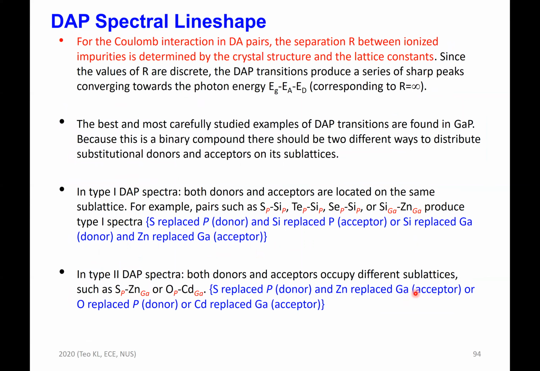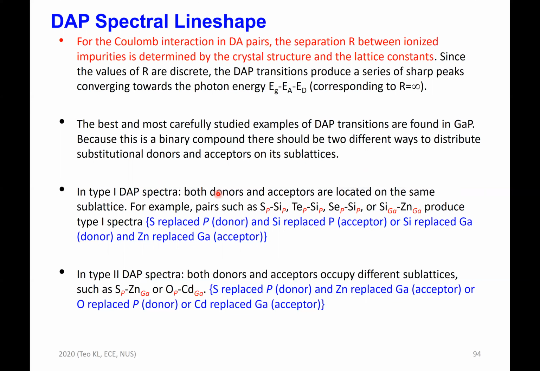Now, donor-acceptor pair, one of the good examples that has been best studied is in gallium phosphide. And there are two ways to introduce the donor and acceptor in gallium phosphide. Gallium phosphide is the host; gallium we call the gallium sublattice, and phosphorus is the other sublattice. So there are type 1 and type 2.